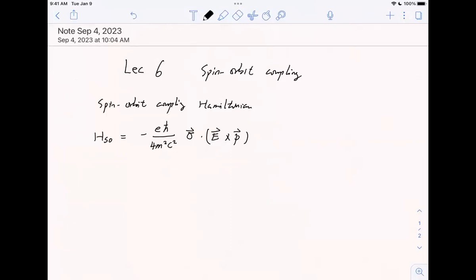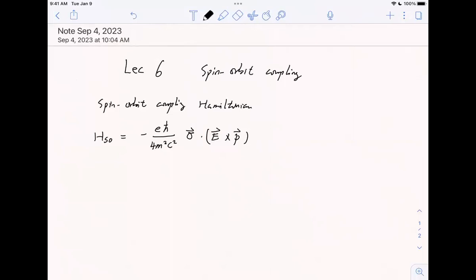And from here, you can already see that as long as the electric field and the momentum are not pointing in the same direction, you will make this term finite. So spin orbit coupling happens very generally. As long as your motion and the electric field are not pointing in the same direction, this term will give you the energy. And that is the spin orbit coupling. It's very general, okay? So today we'll consider two cases.